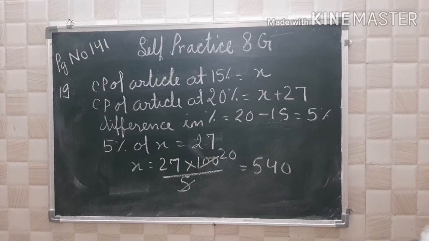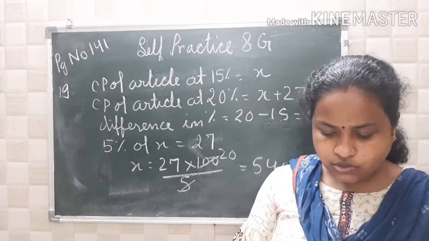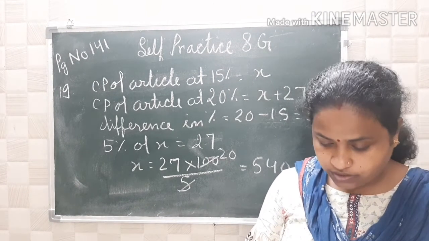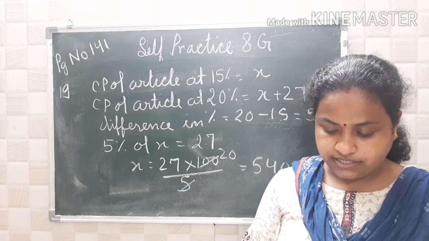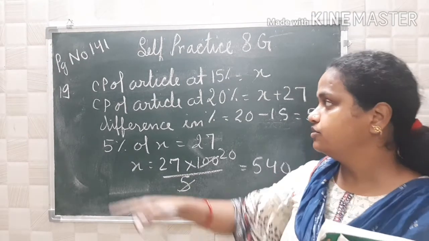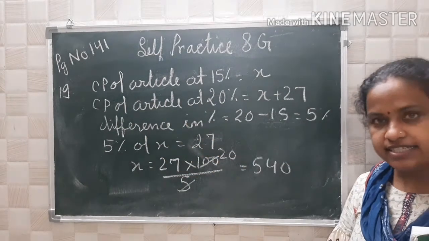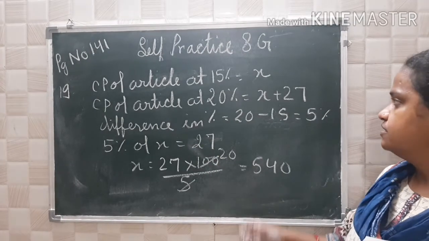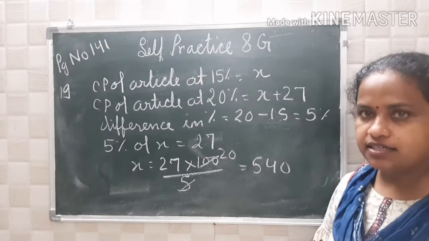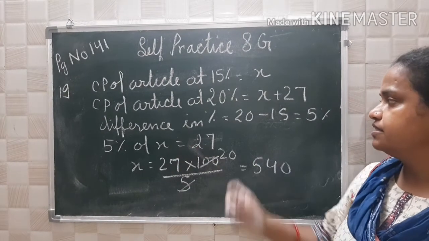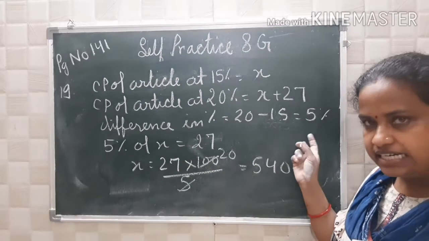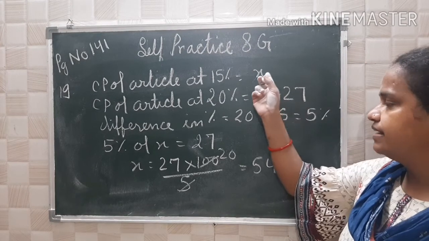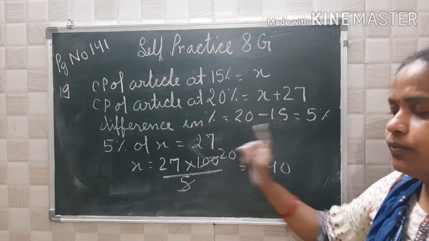Now see question number 19. An article is sold at a gain of 15%. Had it been sold for 27 more, the profit would have been 20%. Find the CP of the article. The SP of the article at 15% is X. The SP of the article at 20% will be how much? X plus 27. This is the difference coming. The difference in percent will be how much? 20 minus 15, that is 5%, and X plus 27 minus X, both cancel, will be equal to 27.